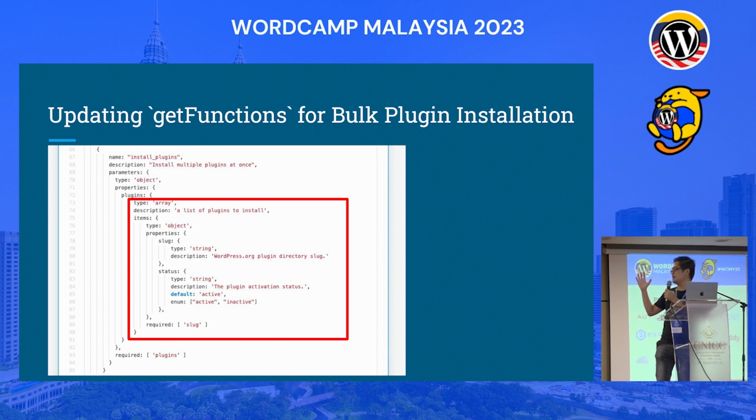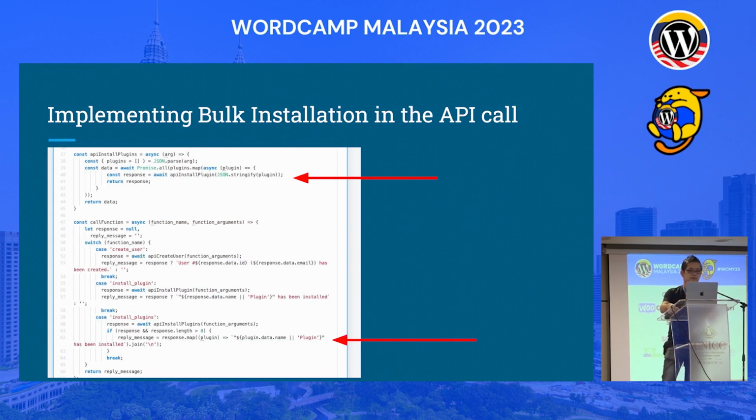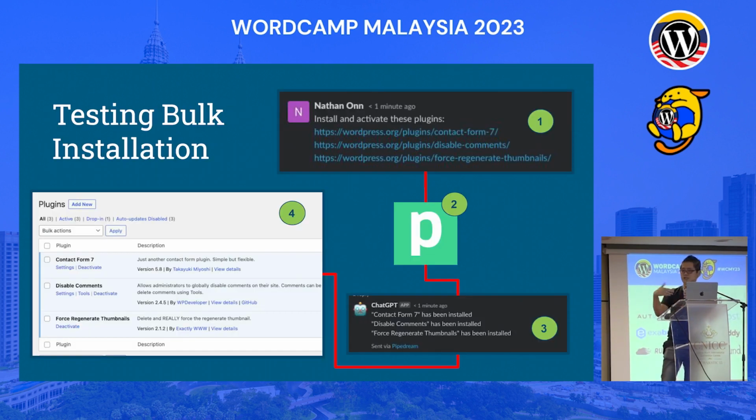So then you can add multiple plugins' data there, right? It's still the same. You still need the slug and also the status. Then you write an API that allows you to bulk install, basically calling multiple APIs at once using promises. Okay, then you can test your new features.